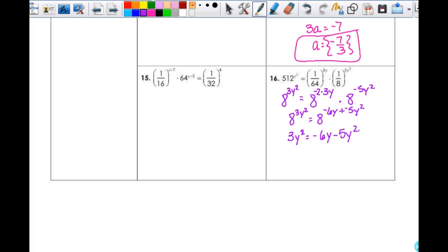So I have a quadratic. Set it equal to 0. Would you agree that moving everything to the left probably would be the best? So I'm adding both sides, which means I get 8y squared plus 6y equals 0. Factor. That leaves me with 4y plus 3 equals 0.